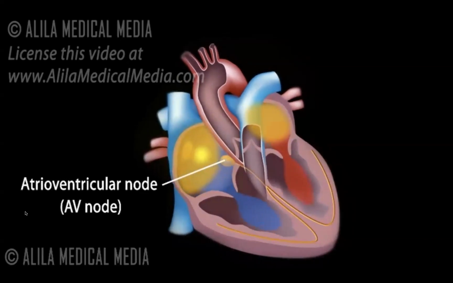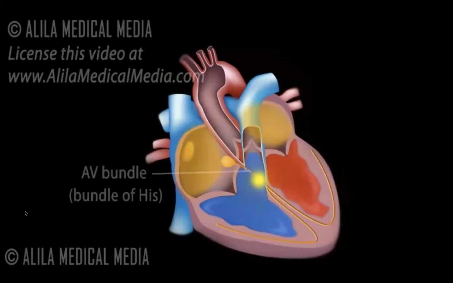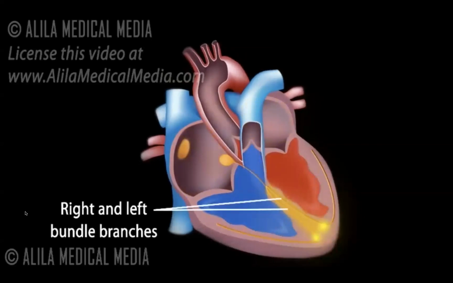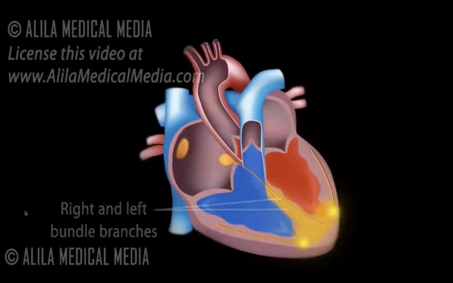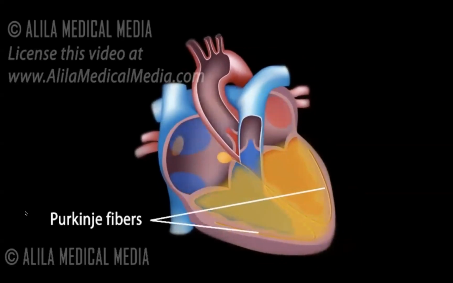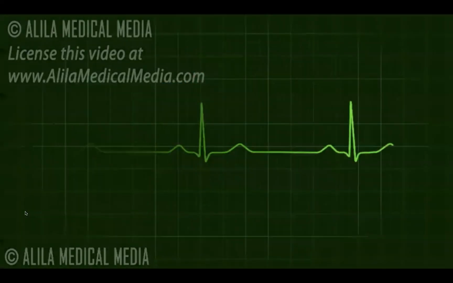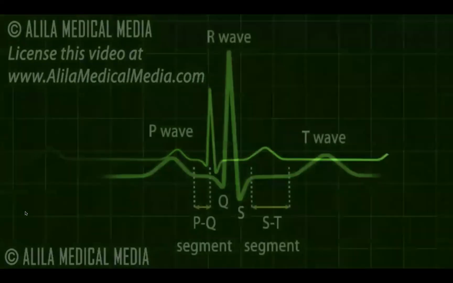The AV node receives signals from the SA node and passes them onto the atrioventricular bundle, AV bundle, or bundle of His. This bundle is then divided into right and left bundle branches, which conduct the impulses toward the apex of the heart. The signals are then passed onto Purkinje fibers, turning upward and spreading throughout the ventricular myocardium. Electrical activities of the heart can be recorded in the form of electrocardiogram, ECG, or EKG.